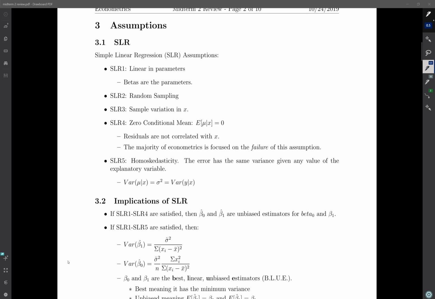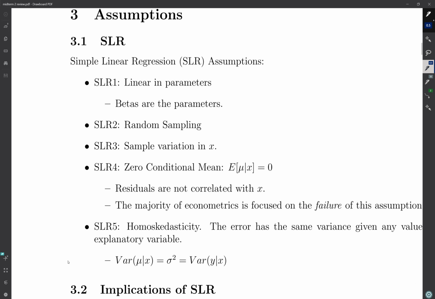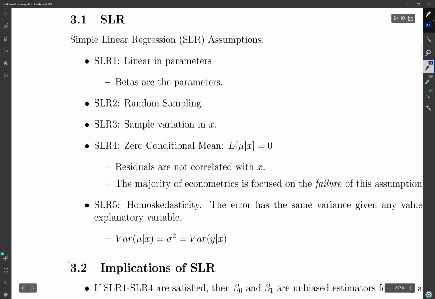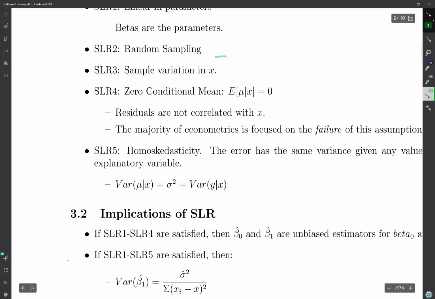All right, so one of the first things that we covered for this new material is SLR assumptions. Okay, so these assumptions: linear in parameters. Okay, so betas are the parameters. So just like y equals mx plus b is the equation of a line, y equals beta 0 plus beta 1x is essentially the same. Okay, so its parameters are linear. Random sampling, okay, so different groups that are being sampled have the same probability of being sampled.